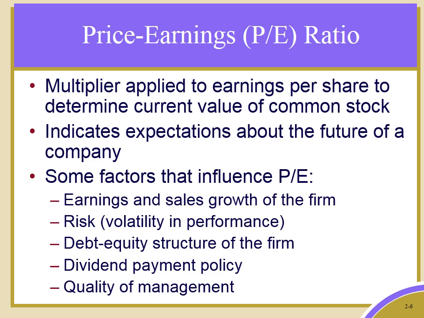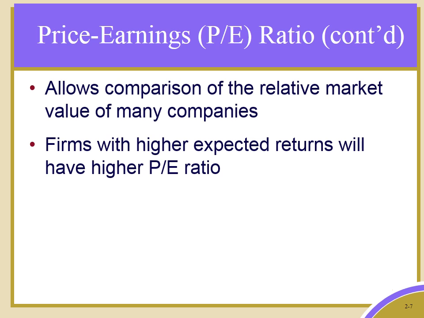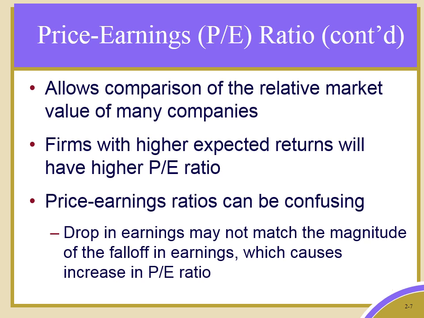Some factors that influence PE are earnings and sales growth, risk, which is volatility in performance, the debt to equity structure of the firm, dividend payment policy, or quality of management. It allows for comparison of the relative market value of many companies. Firms with higher expected returns will typically have higher PE ratios, and price earnings ratios can also be somewhat confusing. A drop in earnings may not match the magnitude of the fall in price, which causes an increase in PE ratios. So the PE ratio could be higher, but it doesn't necessarily guarantee a greater return because of this.